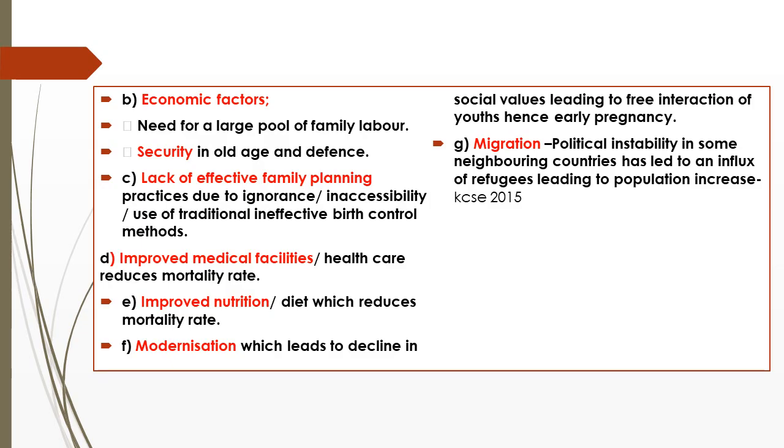Improved medical facilities can also increase population growth. Why? Because we have more people seeing their 5th birthday. We do not have high cases of infant mortality because there is improved medical care. We have doctors that are trained, we have midwives. So all those mistakes that happen during birth are no longer happening because there is improved medical care. That one reduces the number of children dying when they are born.